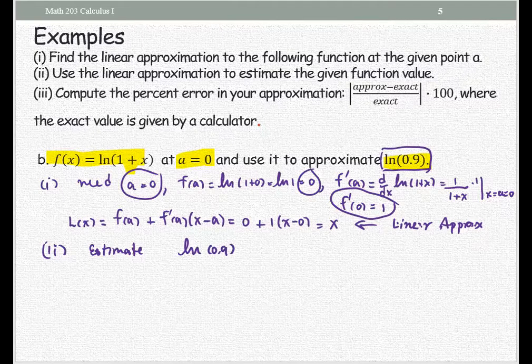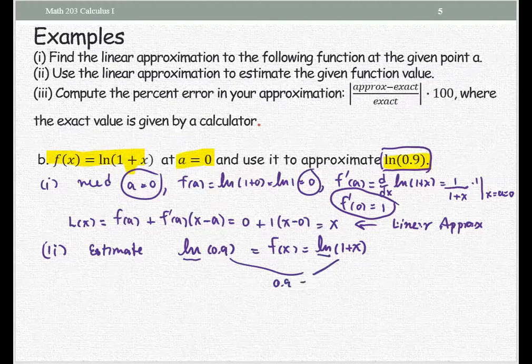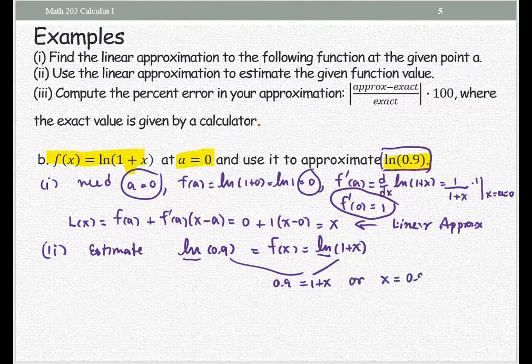The f of x is the natural log of 1 plus x. So if you compare, what is the value of the x? You have to compare the log and the log notation. That means 0.9 is 1 plus x, or we can say x equals 0.9 minus 1. It's not the direct form as we saw in the previous example. So for this problem, the x we're going to use is negative 0.1.